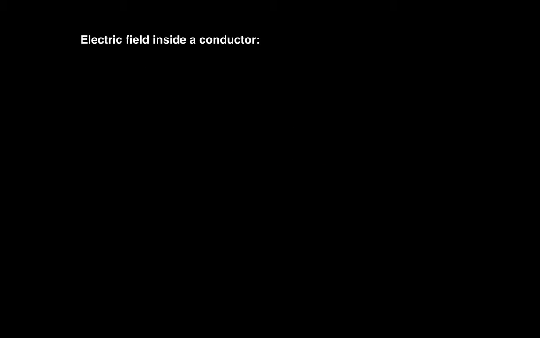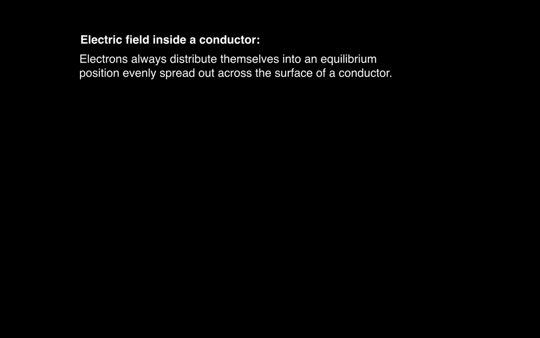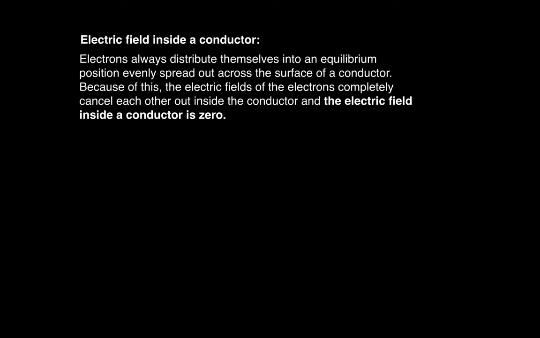Inside a conductor, the electric field is quite unique. Since electrons always distribute themselves into an equilibrium position, evenly spread out across the surface of a conductor, the electric field of the electrons completely cancels each other out inside a conductor, and the electric field inside a conductor is zero.